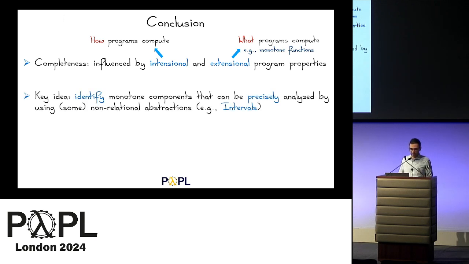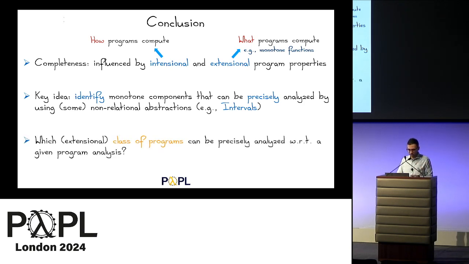The key idea here is, if you want to, for example, prove a specification over intervals, we can maybe identify monotone components in our program for which we are sure that we can precisely analyze those components. And maybe a question could be, can we classify an extensional class of programs for which, with respect to a given program analysis, our program analysis is actually complete?